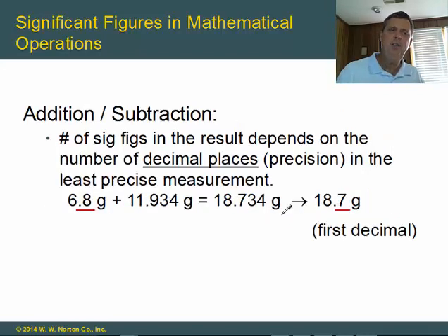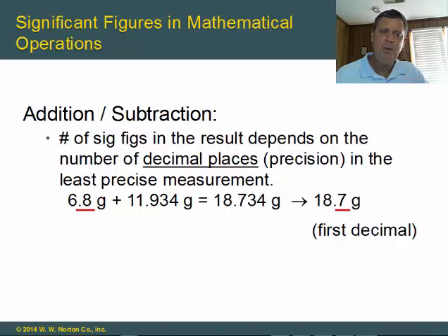Addition is a little bit trickier for people in many cases. Now I'll show you another example of this that I think will help you understand it better. In adding and subtracting, sig figs depend on the number of decimal places. Well, I don't like the way the text says that. It really depends on the precision in the least precise measurement.